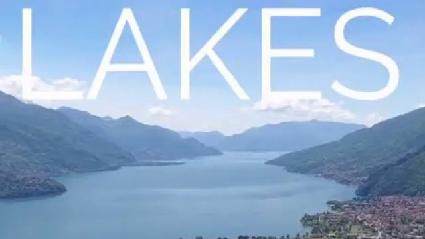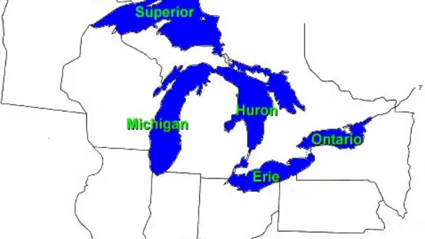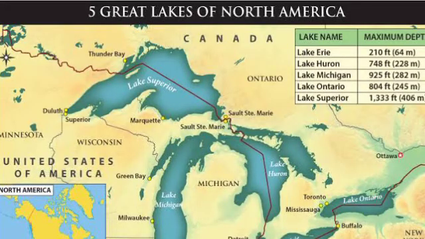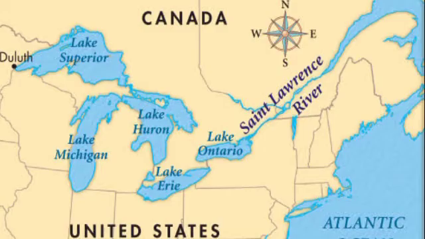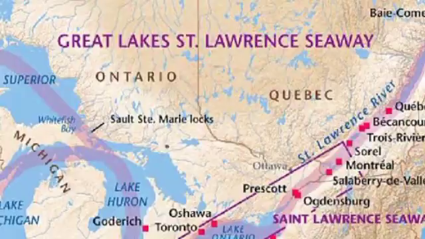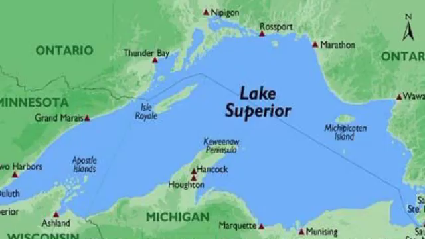Lakes. North America has more lakes than any other continent in the world. Most of them are located in the central lowland. The chain of 5 lakes, namely Superior, Michigan, Huron, Erie, and Ontario, are called the Great Lakes. Lake Superior is the largest freshwater lake in the world.